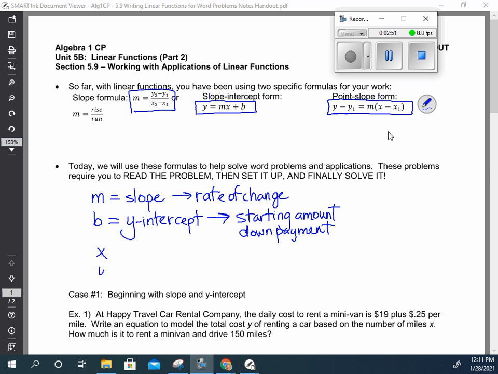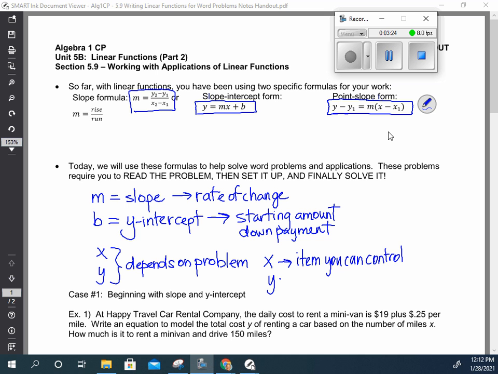So X and Y depends on the problem. However, X is the item you can control. Y is the result.